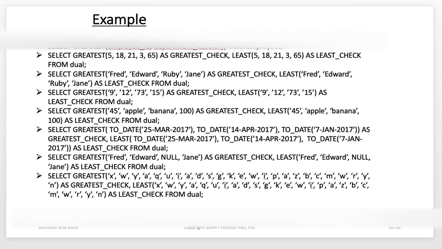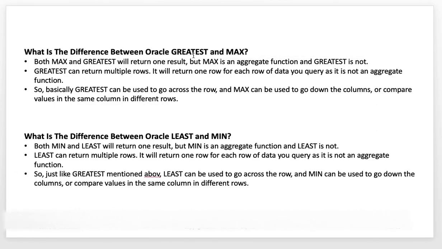That's it for the current tutorial, and there is some difference between Oracle greatest and max, and least and minimum. I have shown you the difference: both max and greatest will return one result, but max is an aggregate function and greatest is not. Greatest can return multiple rows, as we have seen, and it will return one row for each row of data you query, as it is not an aggregate function. So you can use greatest across the columns, and max can be used to go down the rows only, to compare the values in the same column in different rows.